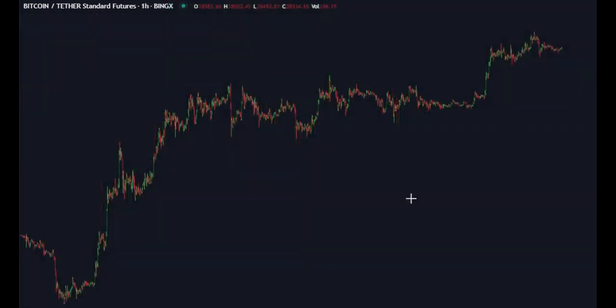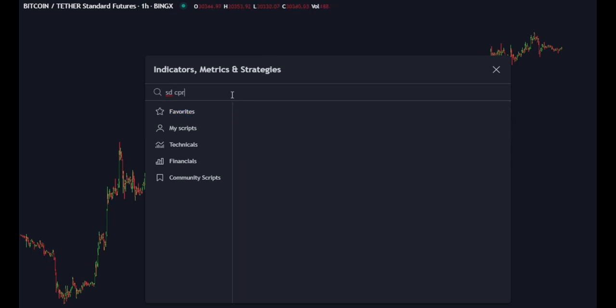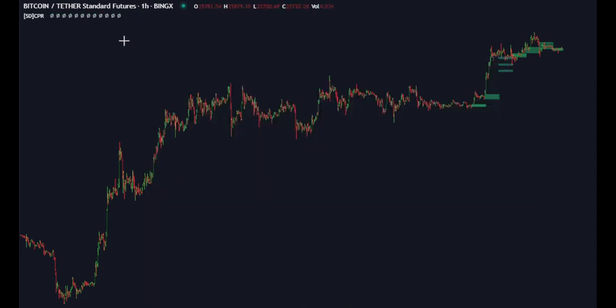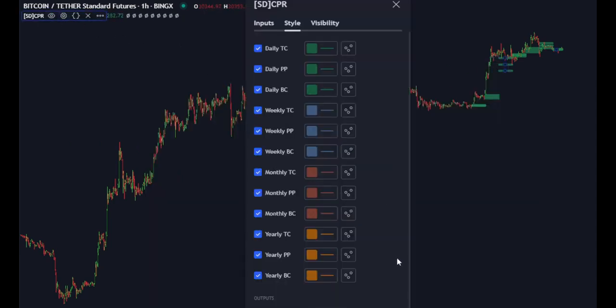We are going to look for the indicator in TradingView and write SDCPR and choose the one that was created by Satoshi Trades. And we are going to modify the style. We uncheck everything except daily TC, daily PP, and daily BC. And we are going to change the color to orange of these three options.